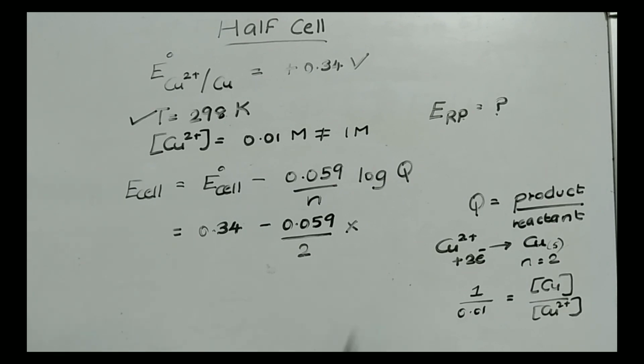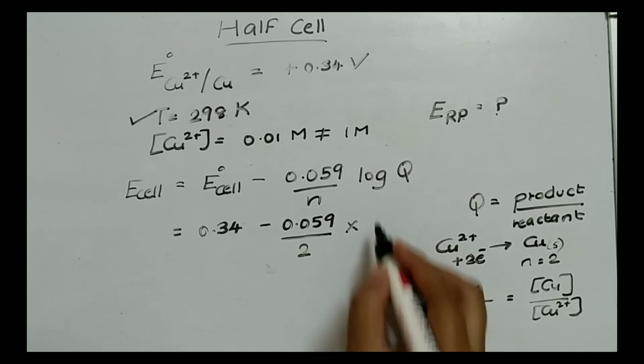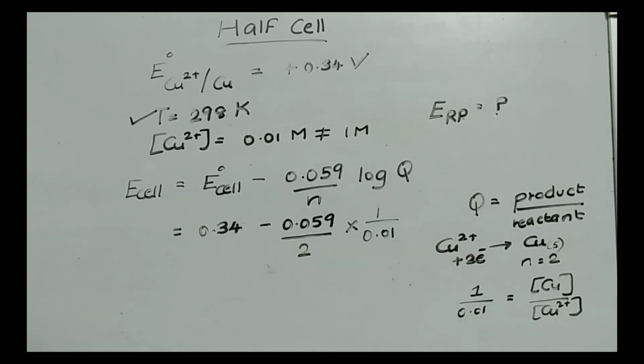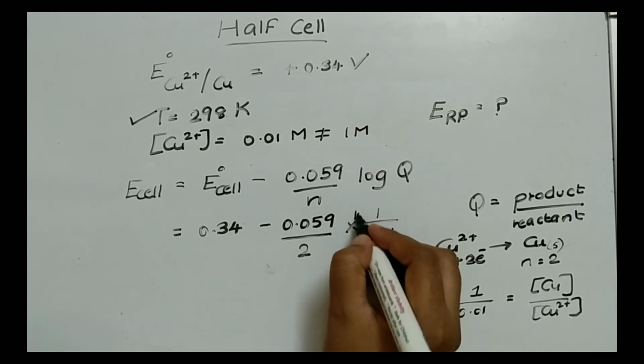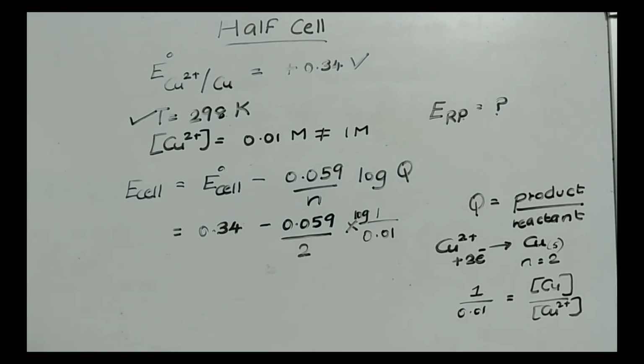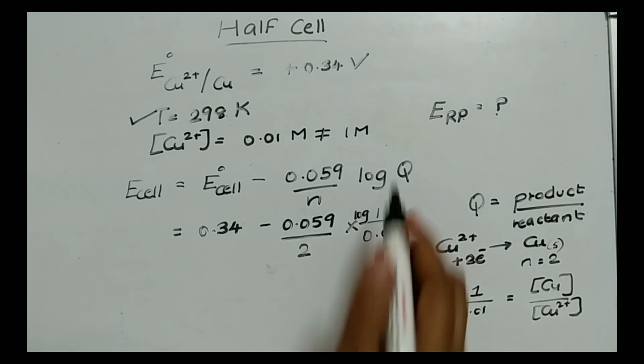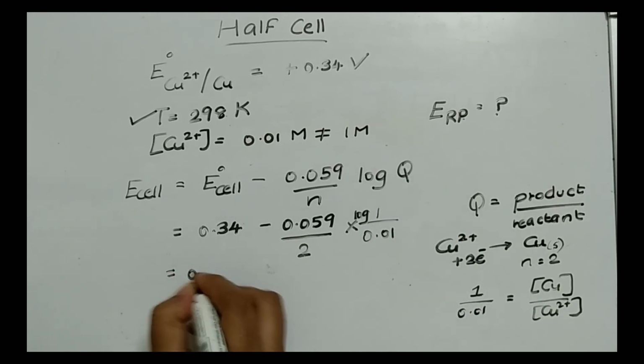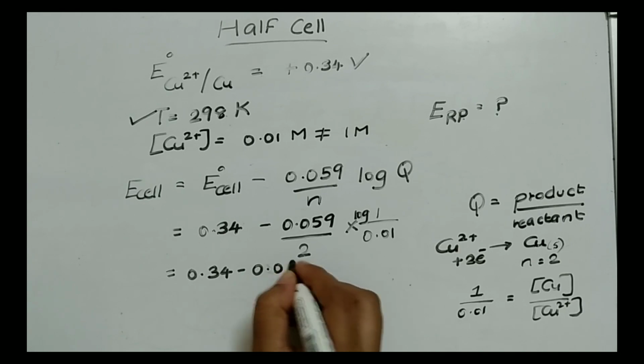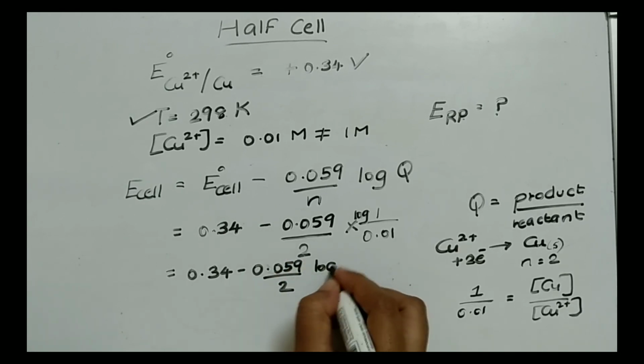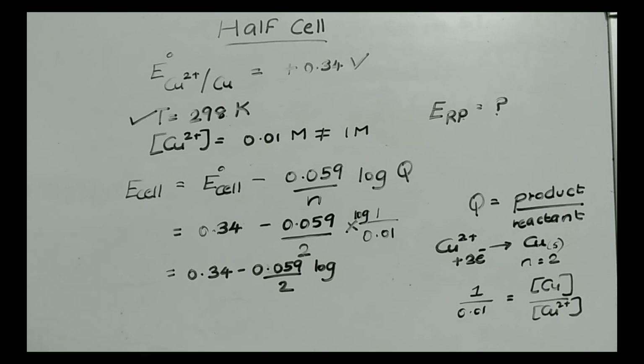So now what is the value of Q here? 1 upon 0.01. This is the value. Now hope you can calculate this. This is log of 1 upon 0.01. Now how to calculate? 0.34 minus 0.059 upon 2, log of 1 upon 0.01. What will be this value? It is 100, right? 100 can be written as 10 to the power 2.